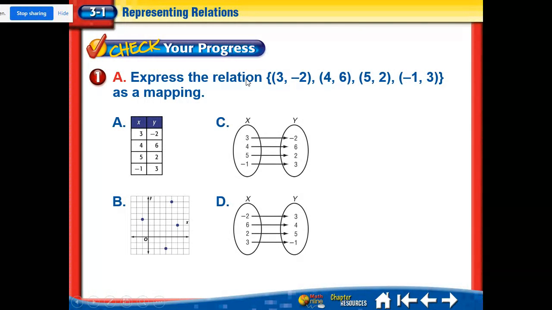So here's the relation. How is it as a mapping? Well, remember, mappings look like this, so we know these two. This is a table and a graph, so that's not even it. So look at the first one. We go 3 to -2. So 3 to -2. This one's backwards, so that's not right, so it's got to be C.